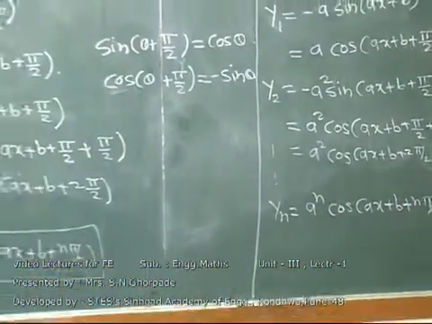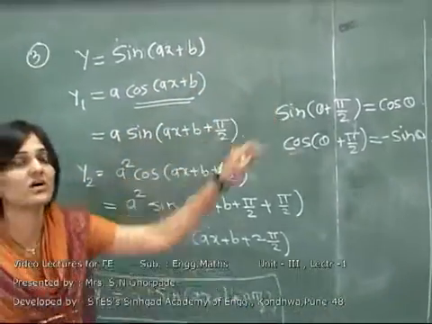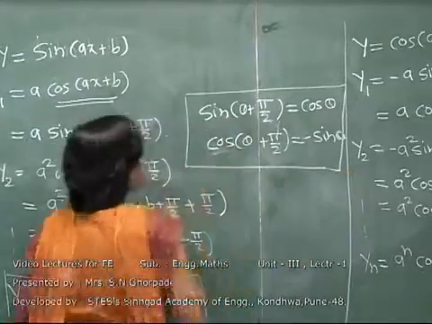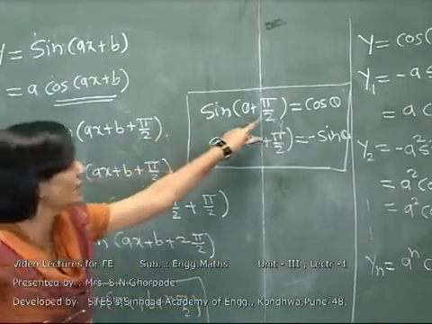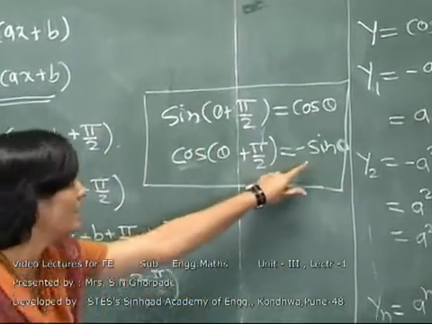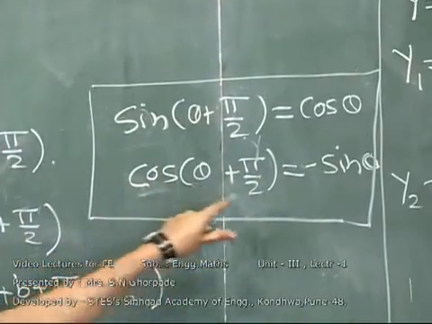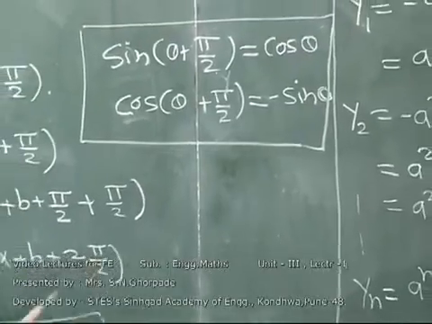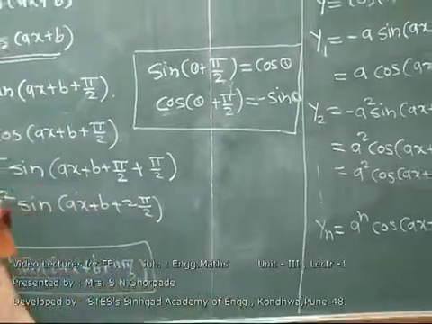Which step is important for the derivatives of sin and cos? Replace cos theta by sin of theta plus pi by 2 and minus sin theta by cos of theta plus pi by 2. Then only it is possible to write the generalized result.